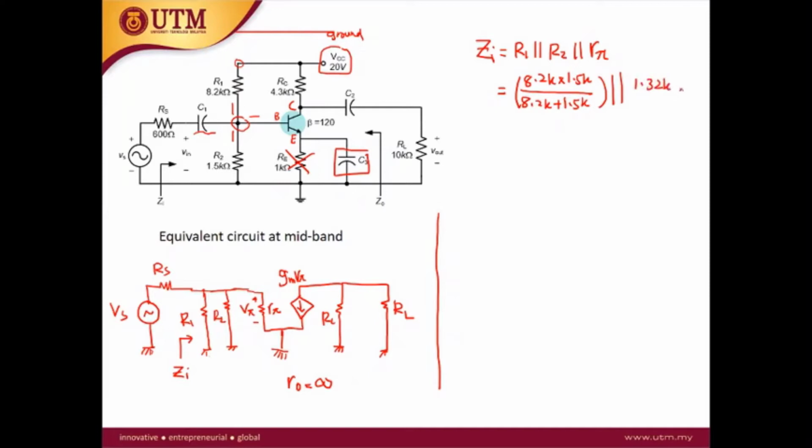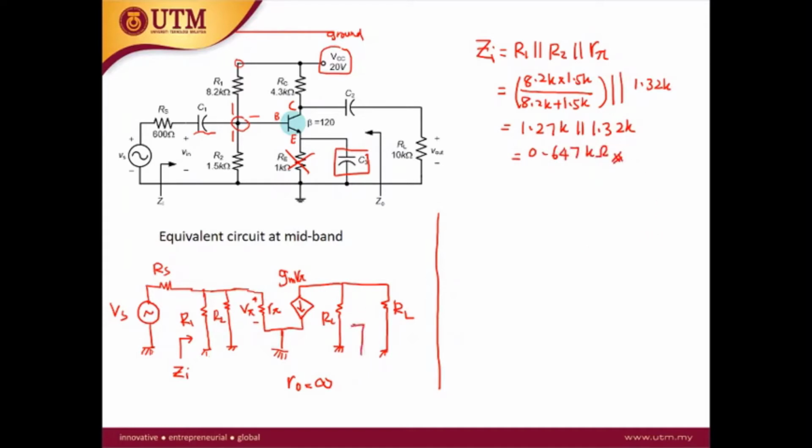This is parallel with R pi, which is 1.32K. R pi we have calculated in the previous slide. So you get 1.27K parallel with 1.32K, and then the answer is 0.647K. So this is the answer for Zi.